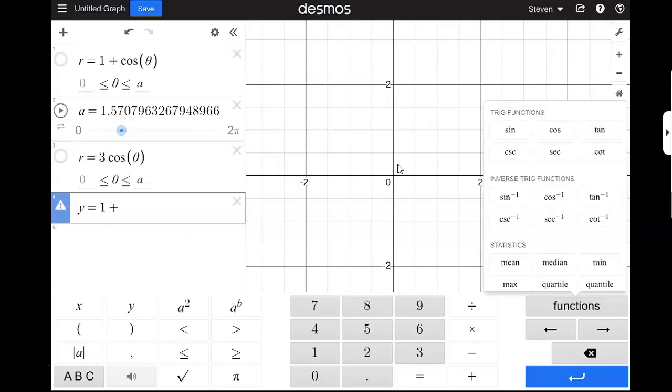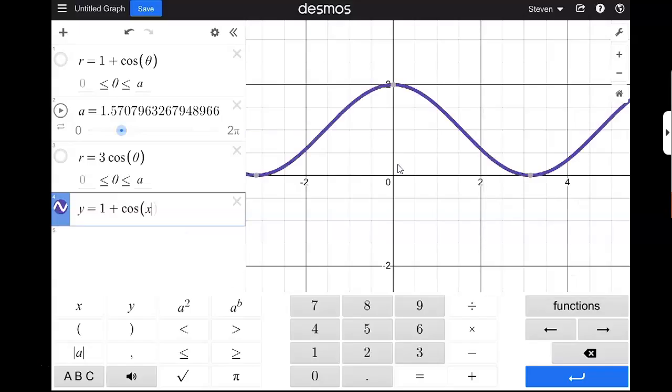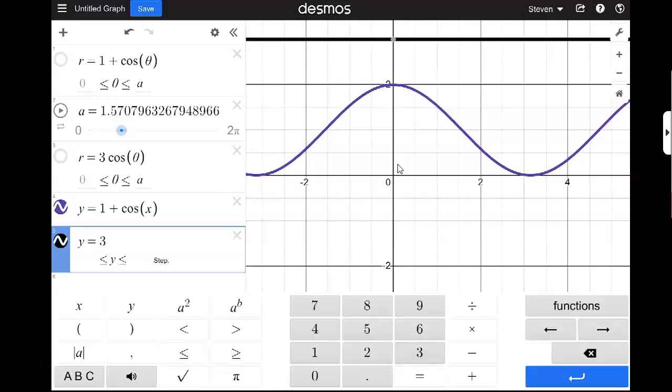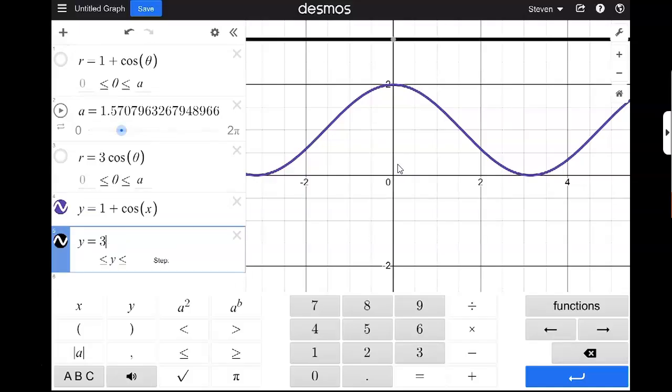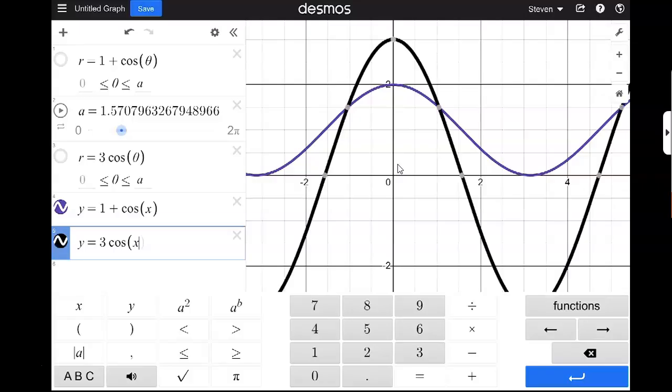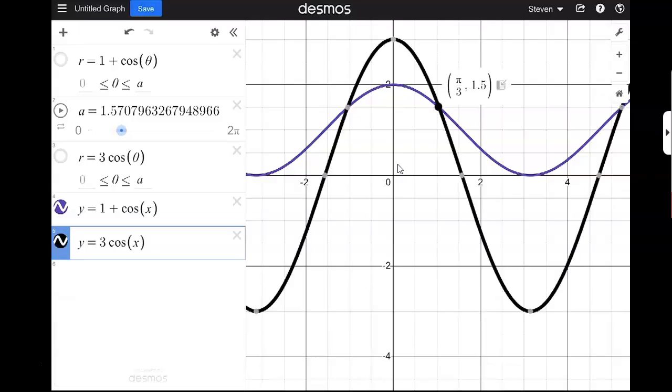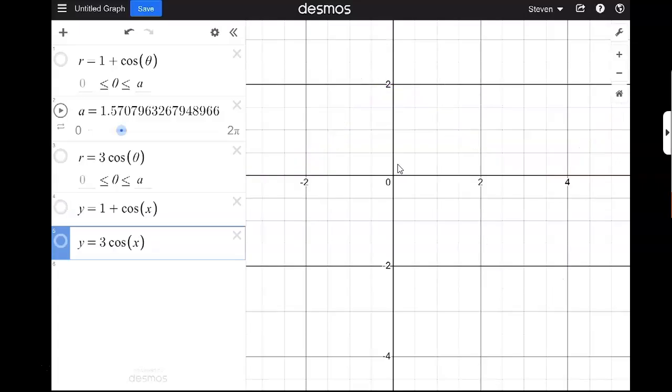1 plus cosine x, and y equals 3, not cosecant, try that again, 3 cosine x. And we can see they cross right there at pi over 3. So that's that first intersection point, and that's the only one that matters for us in this problem. So back to our function there. That intersection point happens at pi over 3.